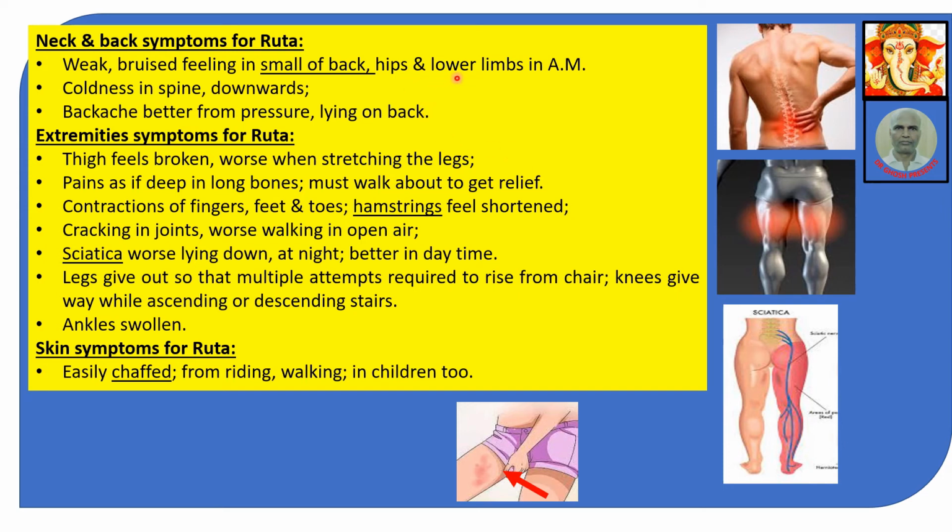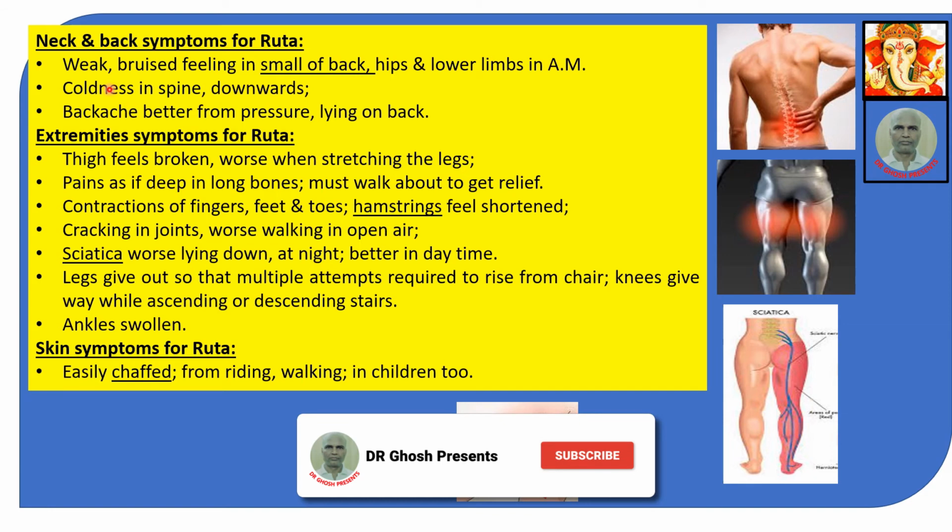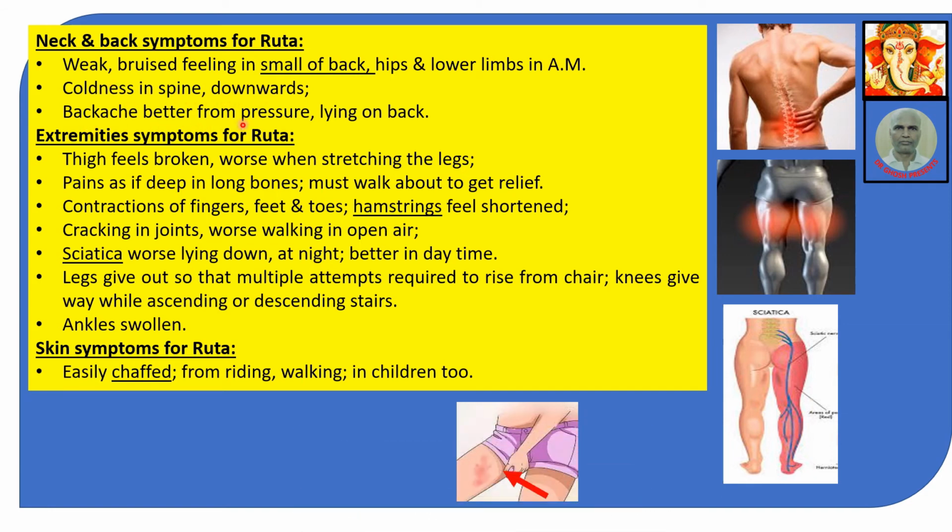Hips and lower limbs: in the AM, that is from night till 12 noon. This is called AM part, and after 12 noon to night 12 is called PM. Coldness in spine downwards. Backache, better from pressure, lying on back. Extremity symptoms of Ruta. Thigh feels broken, worse when stretching the legs. Pain as if deep in long bones. Must walk about to get relief.